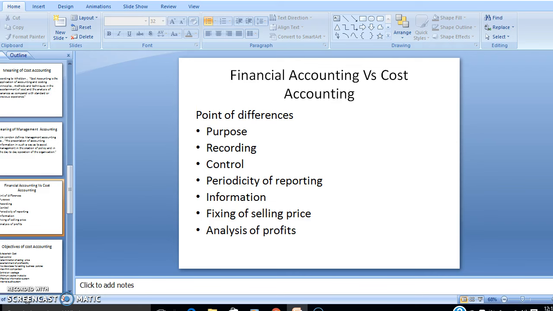The objective of maintaining financial accounting is not the fixation of selling price, but cost accounts provide sufficient information before and after the production of goods or services and under various market conditions. The next point of difference is analysis of profit. Financial accounts disclose the gross profit or net profit for the whole business at the end of the year, but cost accounts disclose the profit or loss for each unit, job or process. Moreover, the profits can be estimated before production on the basis of predetermined overhead rates.